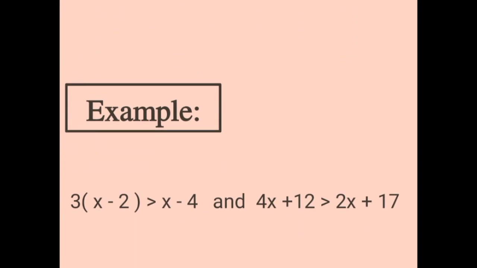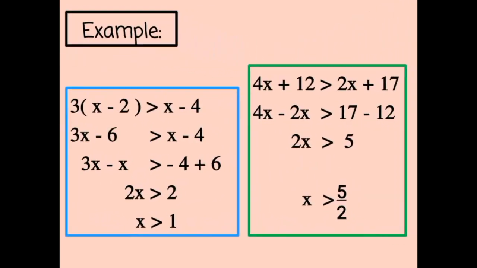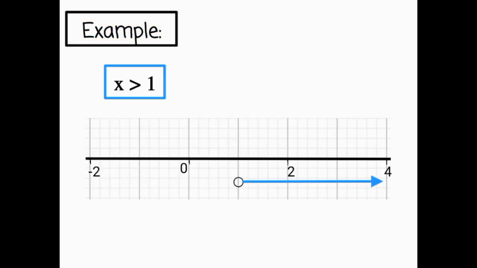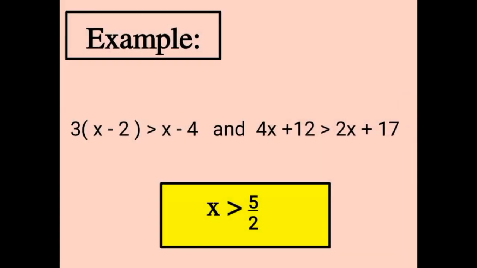Next, 3 times x minus 2 greater than x minus 4 and 4x plus 12 greater than 2x plus 17. So, for 3 times x minus 2 greater than x minus 4: 3x minus 6 greater than x minus 4, 3x minus x greater than 6 minus 4, 2x greater than 2, x greater than 1. And for 4x plus 12 greater than 2x plus 17: 4x minus 2x greater than 17 minus 12, x greater than 5 over 2. The number line here represents the inequality x greater than 1, and here you can see both the inequalities x greater than 1 and x greater than 5 over 2. As you can see, the two sets of values start to intersect from where x is greater than 5 over 2, and hence the solution is x greater than 5 over 2.